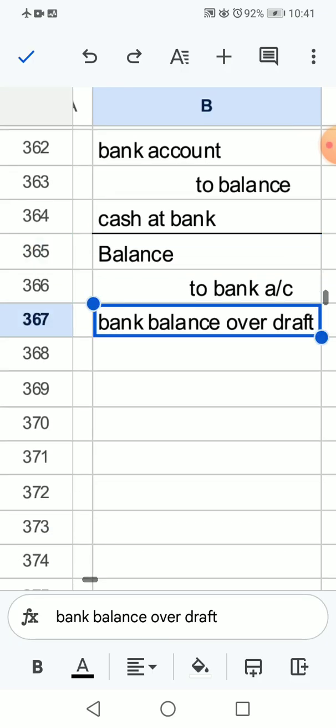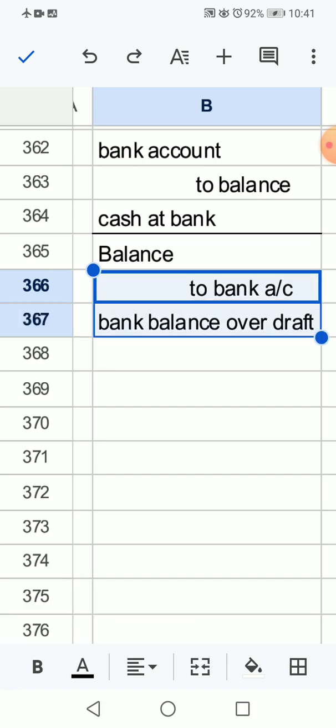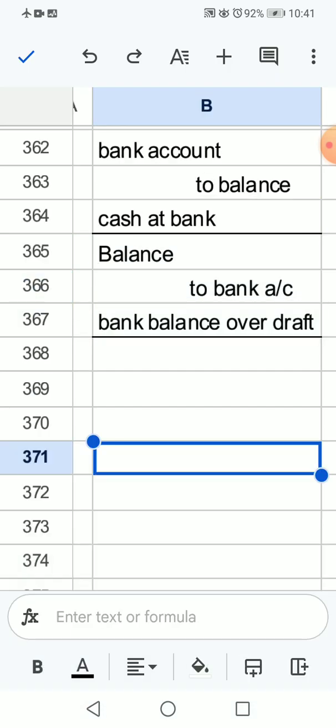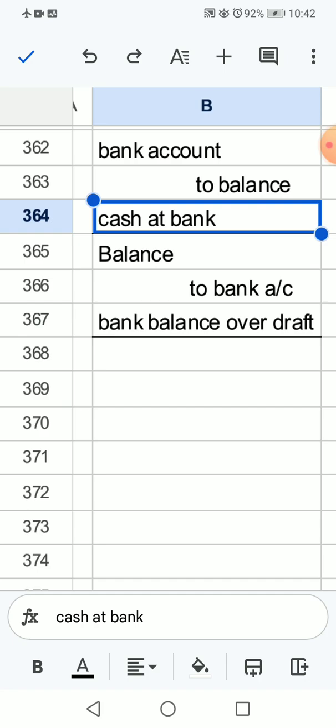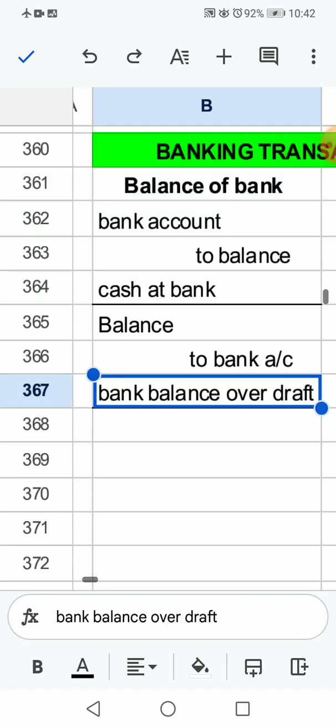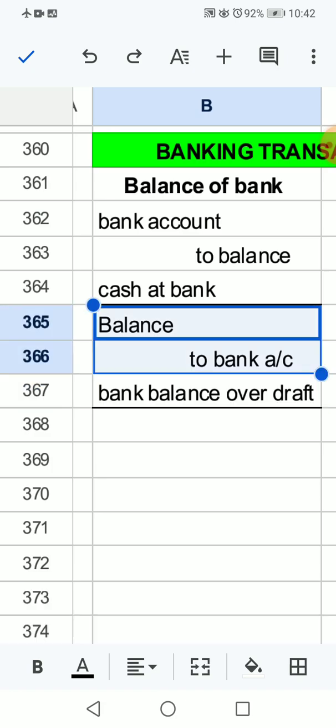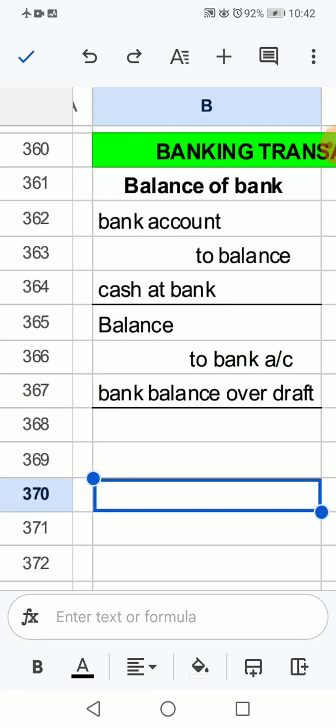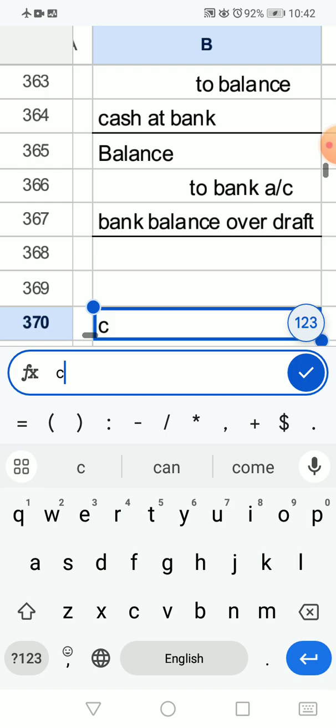So this is your second entry, and I will request you to just see both of these entries and make your mind. If you have this narration cash at bank, you will make journal entry as bank to balance. When you have bank balance overdraft, you will write balance to bank. And just to differentiate between the above two entries, I would like to explain another entry.